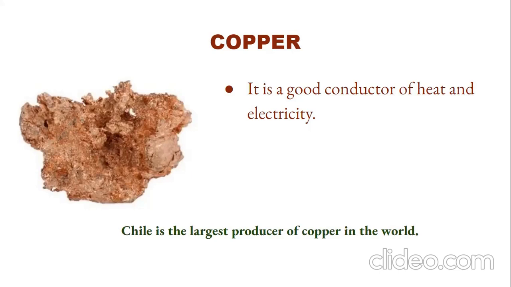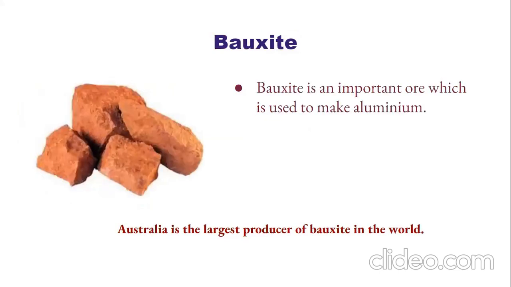Understood? Next is bauxite. Bauxite is an important ore which is used to make aluminium. We have all seen aluminium utensils, right? So we get aluminium from bauxite. Bauxite is an ore. It is not a metal, not a direct metal. It is an ore from which we get aluminium. Aluminium is widely used to make utensils, aeroplanes, automobiles, and electrical cable. It has replaced copper in long distance electric transmission.